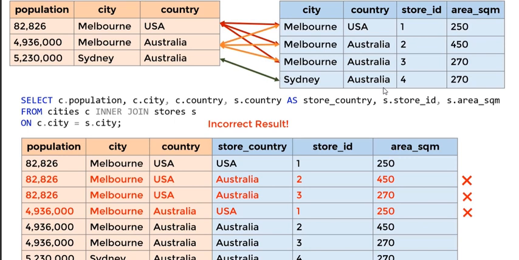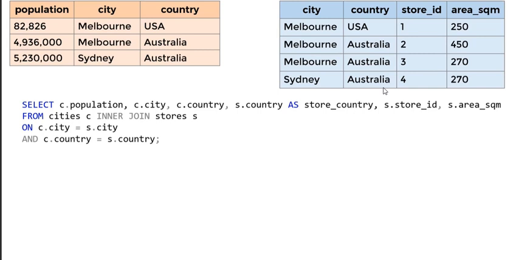In case we want to get the correct result, we need to join on both the city and country columns. Let's look at the correct query syntax. Here we are joining on both city and country. Select C.population, cities.country, S.country as store country and so on, from cities C inner join stores S on C.city is equal to S.city and C.country is equal to S.country.